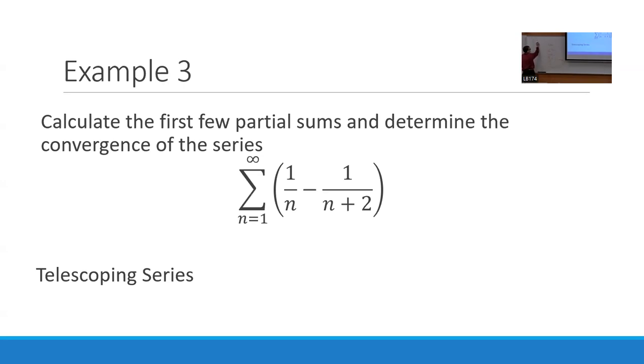Let's take a look at this one. Now, the underlying sequence, as n gets really, really big, both fractions go to zero, right? 1 over n goes to zero, and 1 over n plus 2 goes to zero. So the underlying sequence inside the series does have limit zero. So this may converge. It may not also, but it may converge. So we're going to look for partial sums here.